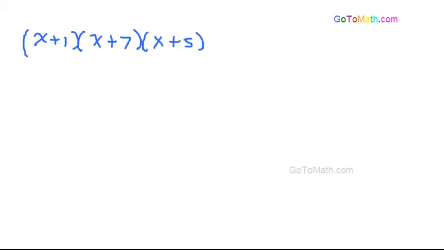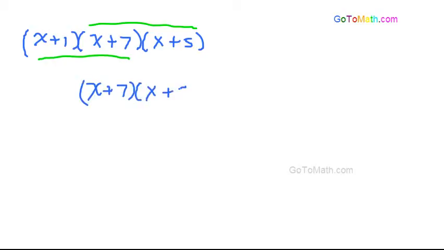Alright, so it doesn't matter how you do this, we're going to go ahead and just multiply these two here first. Or you could multiply these here first if you want. And you know what? I think that's what I'm going to do. I'm going to multiply these two first to show you can do that. So x plus 7 times x plus 5. You can multiply x plus 1 times x plus 5 if you want.